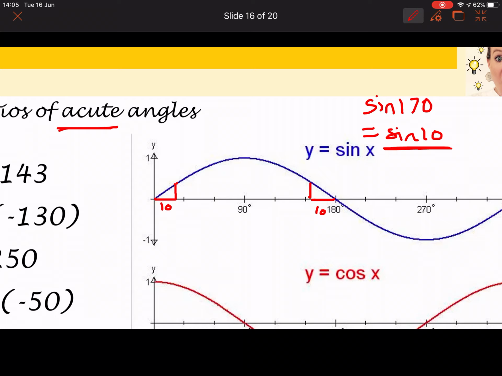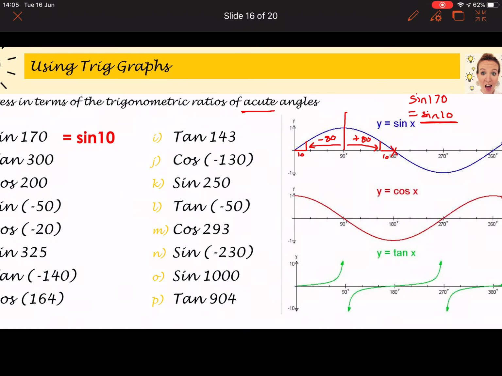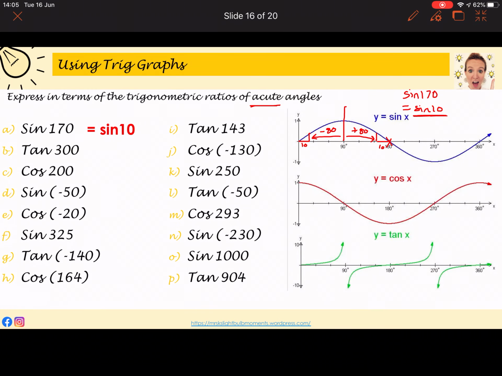So you either count like we've done here, we've counted from the 180, gone in, or you can count from a turning point. So that would have been how to get to 170 from 90. We've added 80 in that direction. So we'd have to take away 80 in that direction. And you still see we still get to 10. 90 take away 80 is 10. Just about using that symmetry to find a positive acute angle.